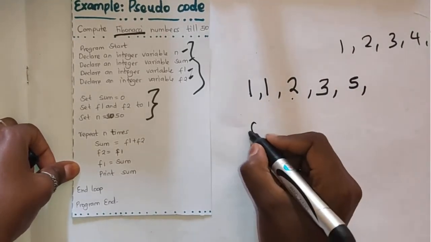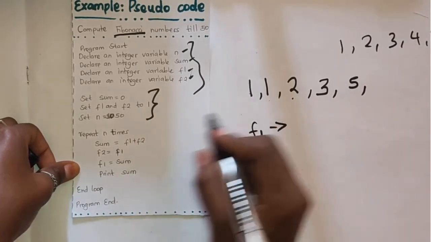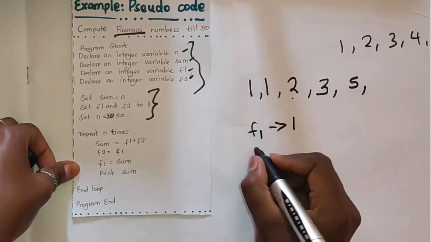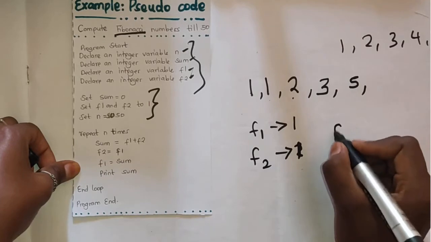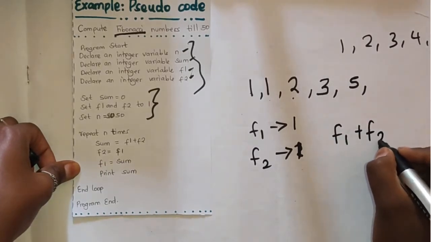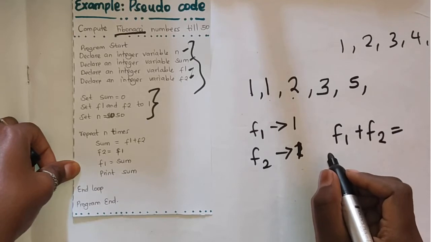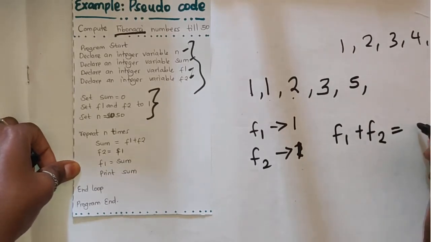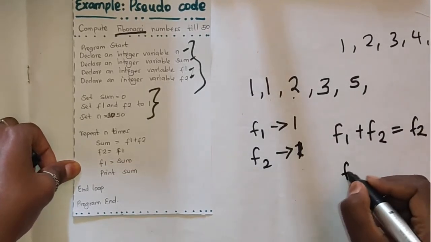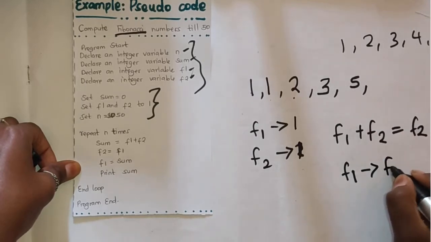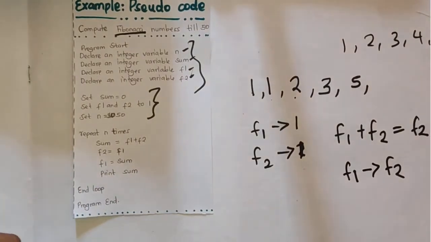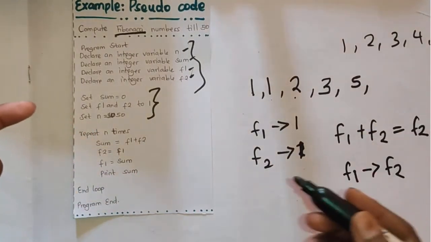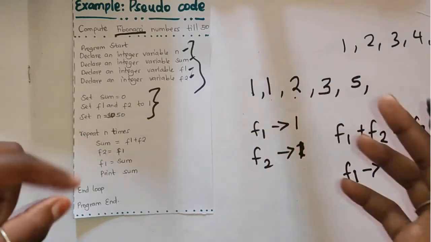So we take the first one, which we have decided will be 1. The naming will be F1. F2 will be 1 again, sorry. And so F1 plus F2 will give us the next number. But the next F1 will be F2. That's basically what we are doing, okay? Naming should be conventional, and also represent something.